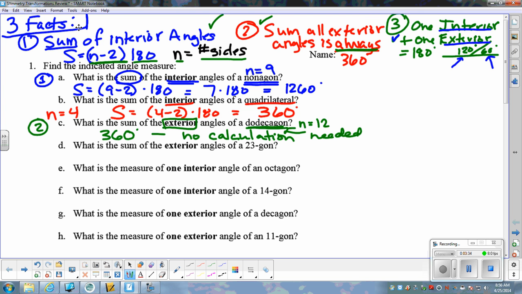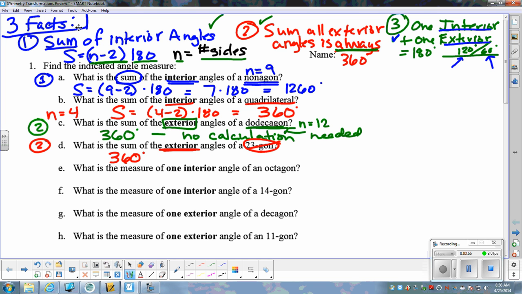Part D says, what is the sum of the exterior angles of a 23-gon? Once again, I don't even need to go to C. The number of sides is really insignificant, because, again, fact number 2 is saying that the sum of all exterior angles is 360 degrees.